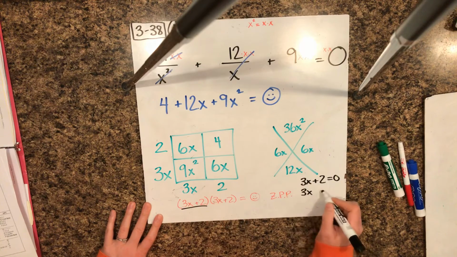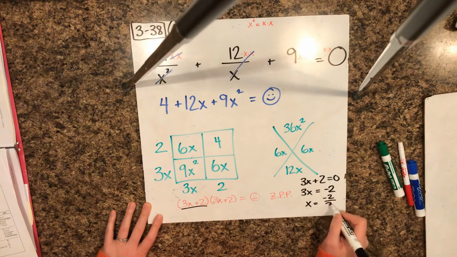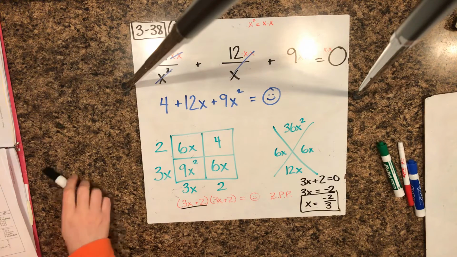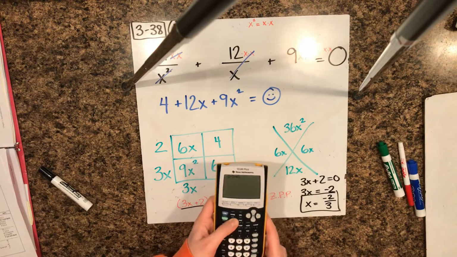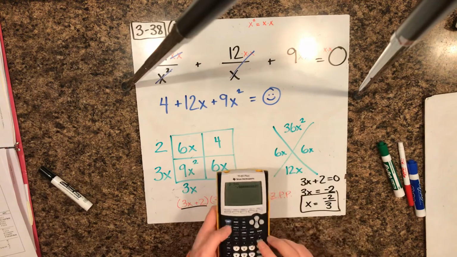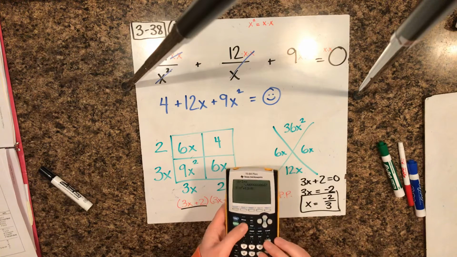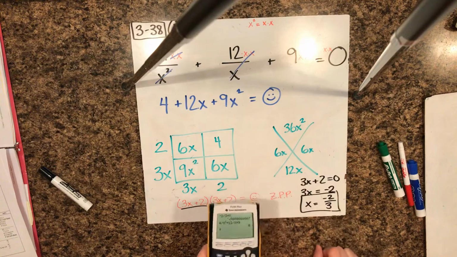What we're getting here is what's called a double root. In other words, we have two of the same answer. Negative 2/3, and I'm going to check it on my calculator. Negative 2/3, store as x, and I'm going to check it in the original. 4 divided by x squared plus 12 divided by x plus 9 equals 0. That's how I know that my solution is correct.